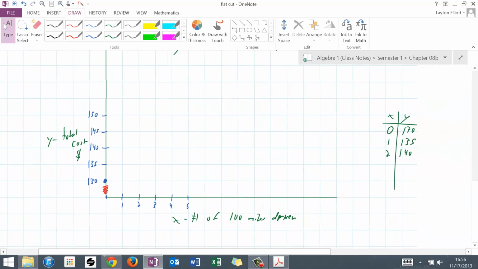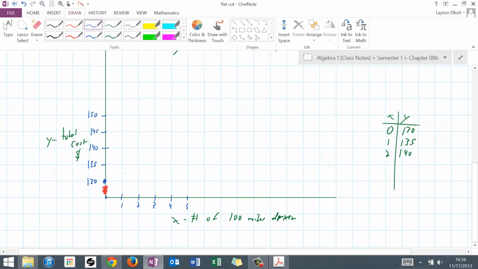So I'm going to plot my ordered pairs. 0, 130 we just plotted, 1, 135, 2, 140, and you can figure out that the pattern's going to keep going because my slope is the same. You may ask yourself, what is my slope here?